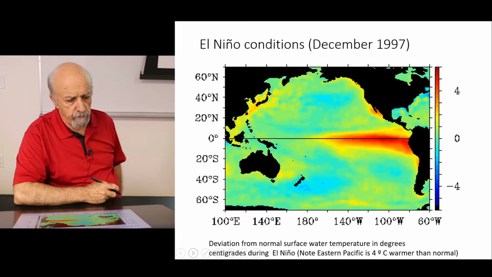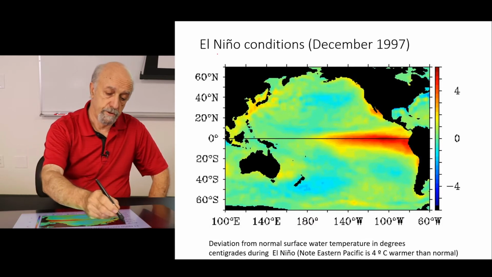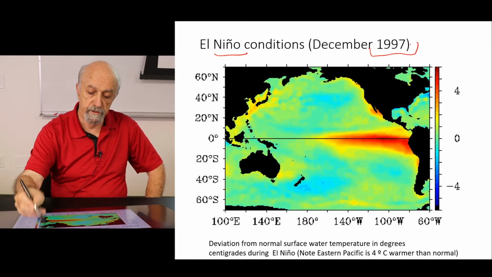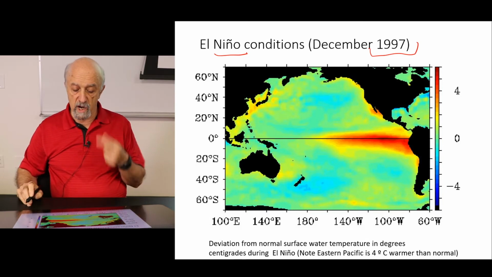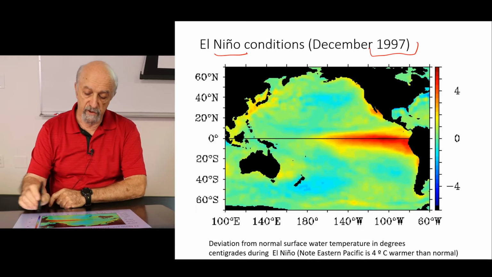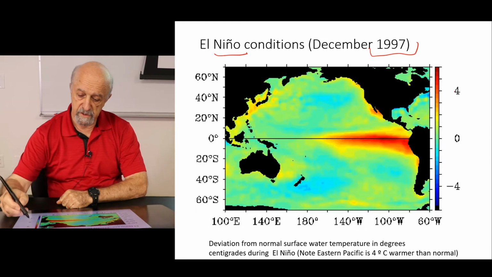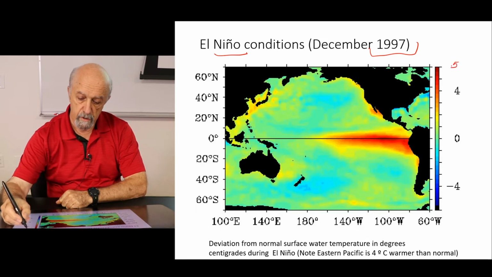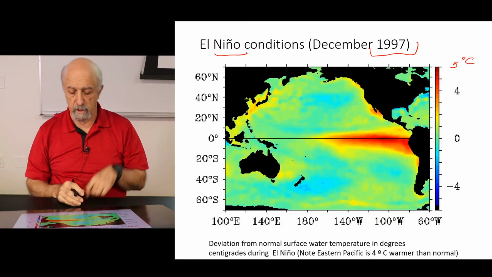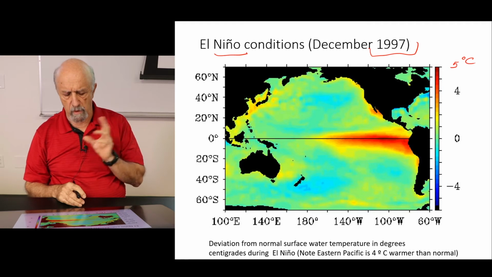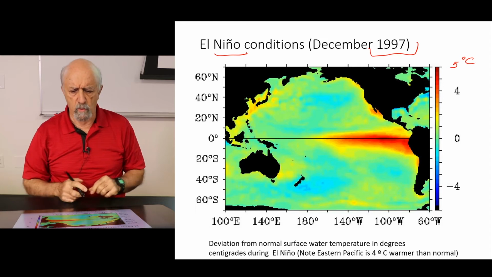Now, going into the subject at hand today, El Niño conditions. So we're going to use one particular year, 1997, where El Niño was unusually high. The conditions were such that we have in here a deviation of the temperature in the upper part of the ocean of as much as 4 or 5 Celsius degrees. And that's a lot. A Celsius degree is about 1.8 Fahrenheit degrees.